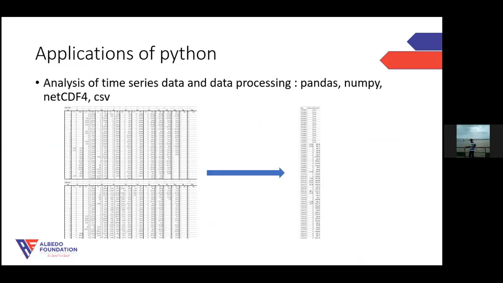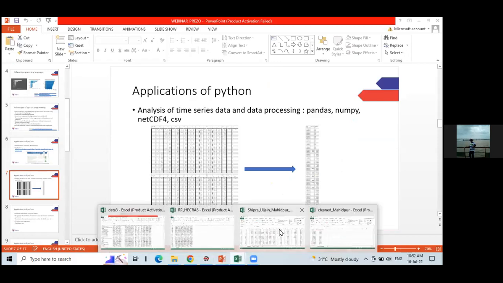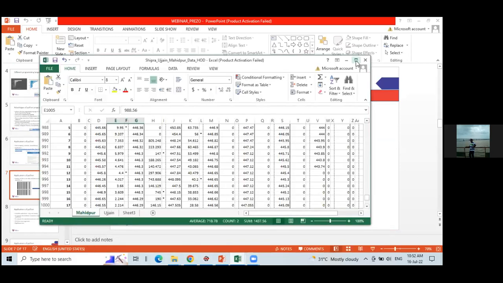for example, I have downloaded the gauge data corresponding to one gauge. So this is the gauge data that I have downloaded. That data looks very similar to this data. Can you see my Excel sheet? Yes, sir. Yes.